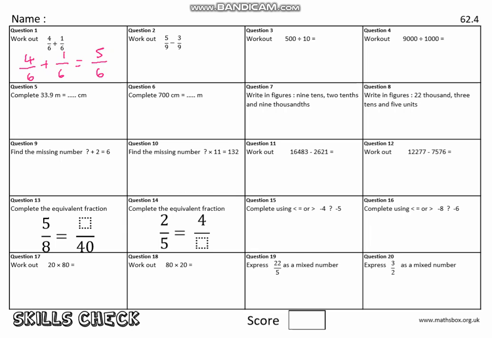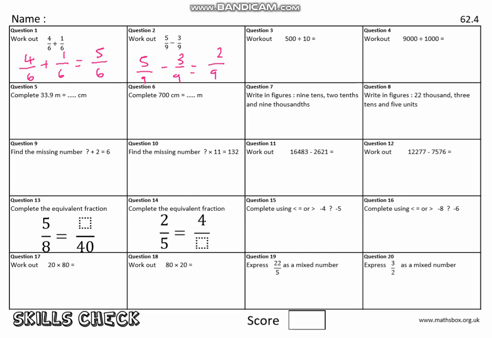Second one, we've got a subtraction here, but again our denominator is the same. So we've got 5 over 9 minus 3 over 9. Now, if the denominator is the same, we can just do the sum on the top. So 5 minus 3 equals 2 over 9, and there's your answer.